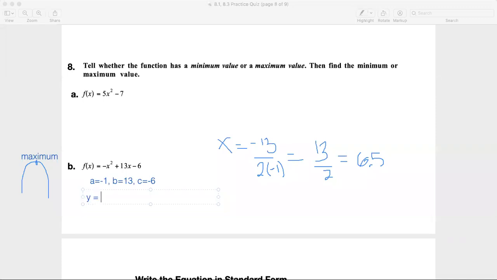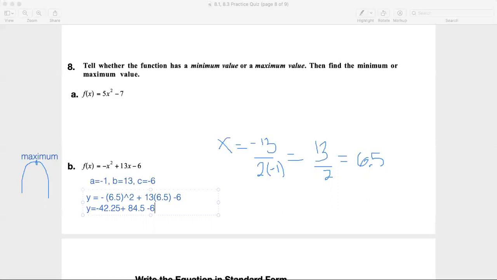So y equals negative parentheses 6.5 squared plus 13 times 6.5 minus 6. Okay, so 6.5 squared is 42.25. So y would equal negative 42.25 plus whatever 13 times 6.5 is. So that's 84.5 minus 6.